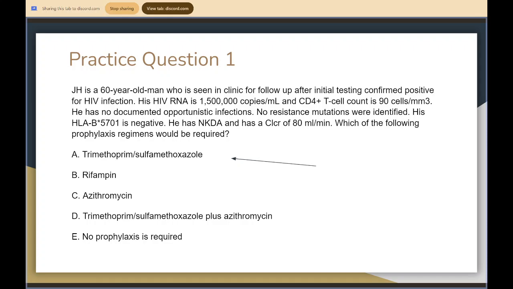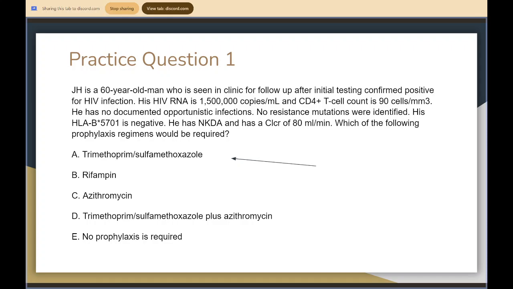The HLA-B 5701 can cause a hypersensitivity reaction to abacavir, and therefore it is contraindicated in patients, especially if they've had a prior hypersensitivity reaction. So, no go for abacavir with 5701.